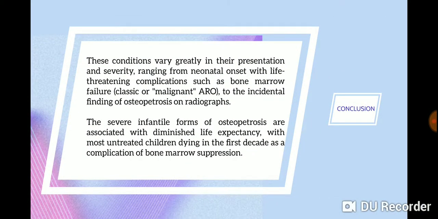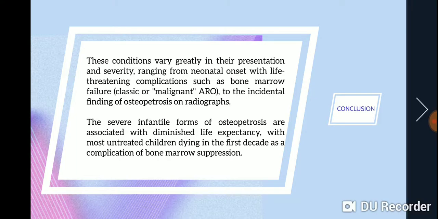These conditions vary greatly in their presentation and severity, ranging from neonatal onset with life-threatening complications such as bone marrow failure, to the incidental finding of osteopetrosis on radiographs. The severe infantile forms of osteopetrosis are associated with diminished life expectancy, with most untreated children dying in the first decade as a complication of bone marrow suppression.